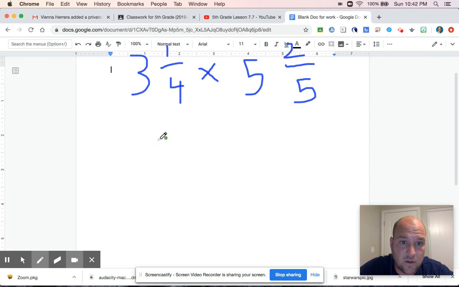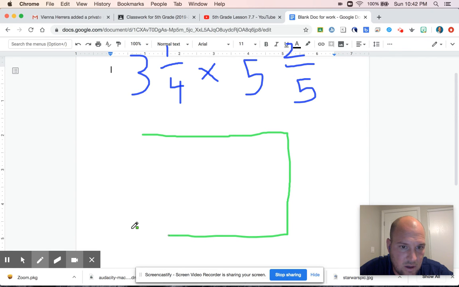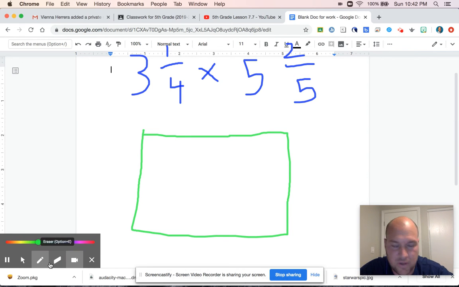So we're going to pretend we have a piece of land or whatever, a rug, whatever, that's 3 1/4 yards long and 5 2/5 yards long, or meters long. It doesn't really matter, whatever the length you want to call it: yards, meters, inches, whatever. And then we're just going to make the box out of it. And we're literally going to do what you're probably thinking.